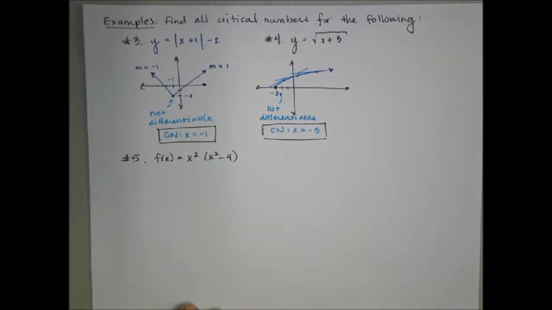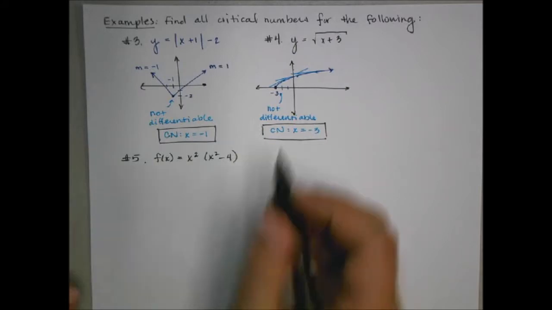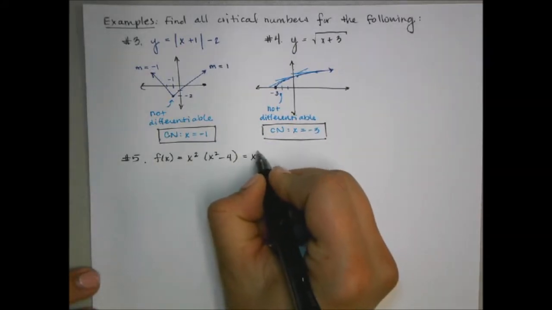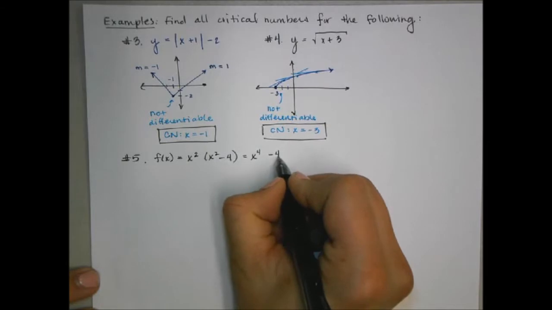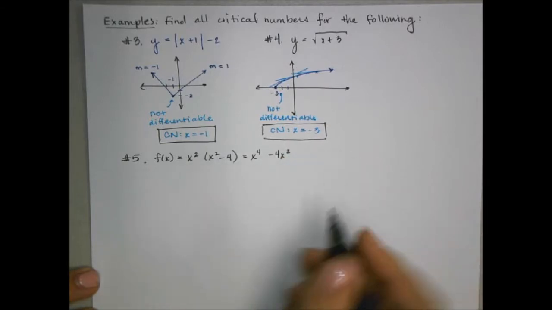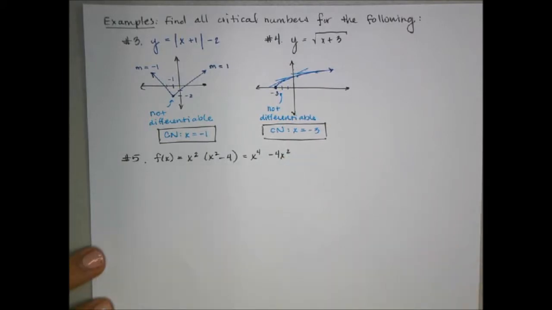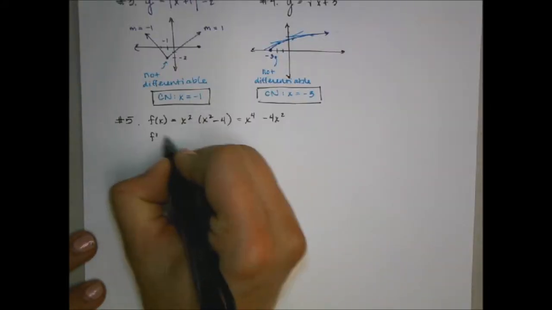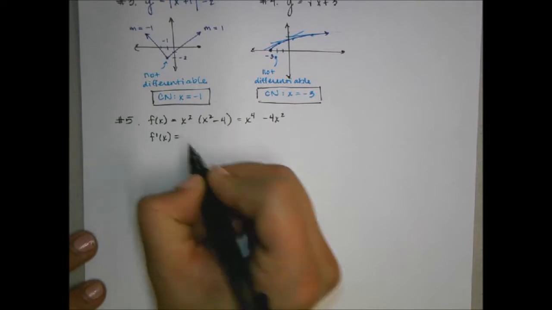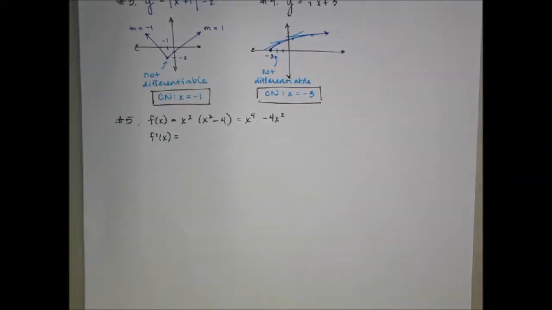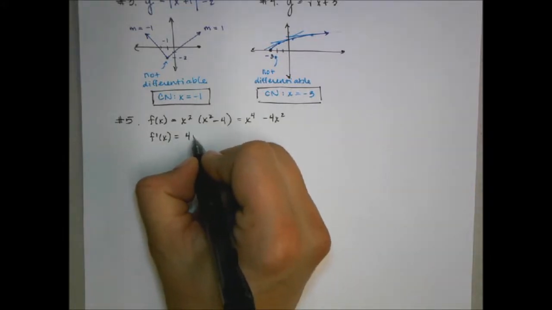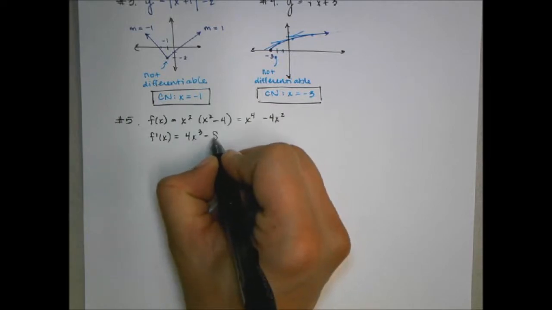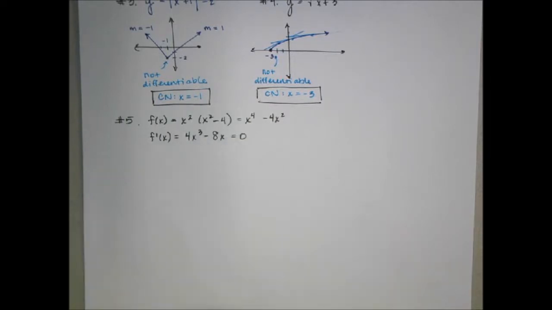So this is a nice polynomial function. All we have are nice whole number powers of x, x to the 4th minus 4x squared if we multiply. So all we need to do is take the derivative and set it equal to 0. Polynomials are always nice, smooth, continuous functions for all real values, so it's not going to have anywhere where it's not differentiable. So our derivative is 4x cubed minus 8x. Set that equal to 0, and all solutions here will be critical numbers.